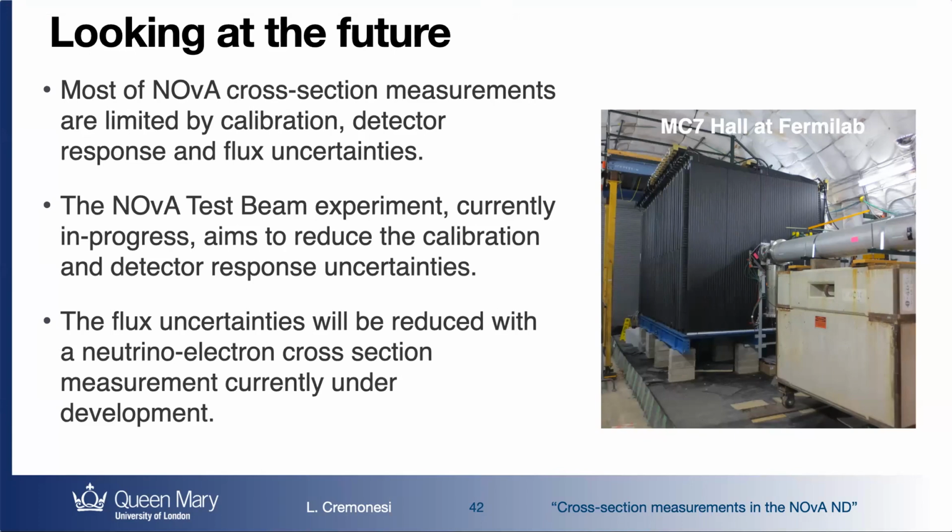Whereas to reduce the flux uncertainties, we currently have an analysis looking at the neutrino-electron cross-section measurement. If you're wondering how that will reduce your flux uncertainties, that's because the neutrino-electron cross-section is very well measured. And so when you measure the event rate, an event rate is just a cross-section times the flux. So if you know the cross-section theoretically very well, then you can get a precise measurement of the flux.